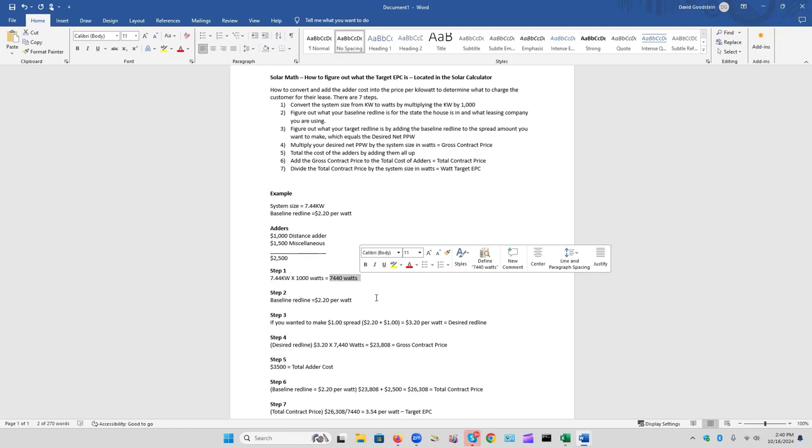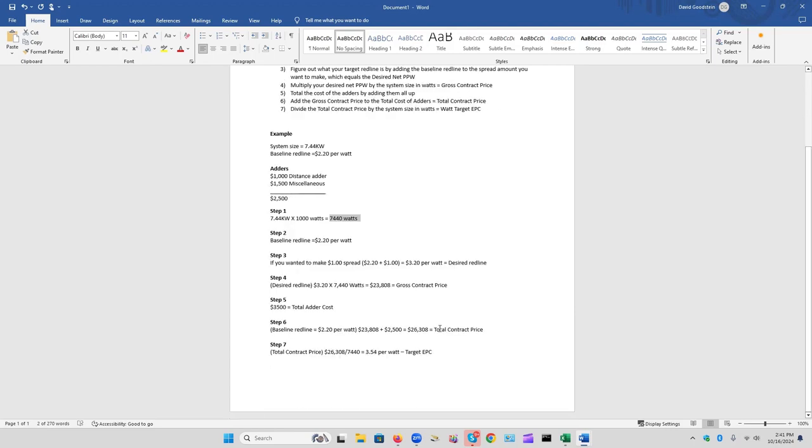So we're then going to take that desired red line, in this case, $3.20, and multiply it by the 7,440 watts. And we're going to come up with a gross contract price of $23,808. We're then going to take our adder cost and add it to the gross contract price. So our adder cost we figured out was $2,500. The gross contract price we decided was $23,808, and we're going to come up with $26,308 for the total contract price.